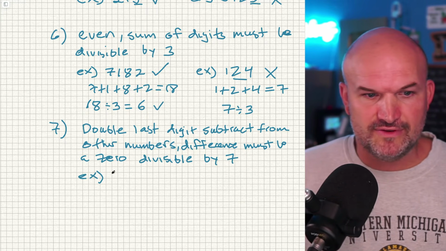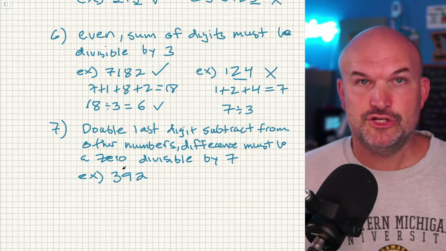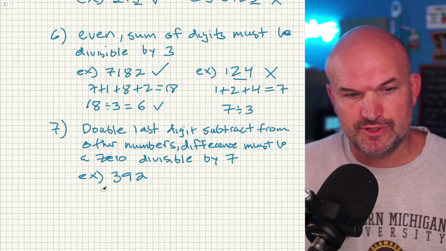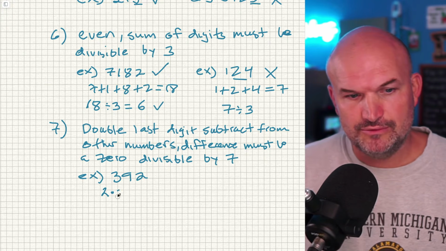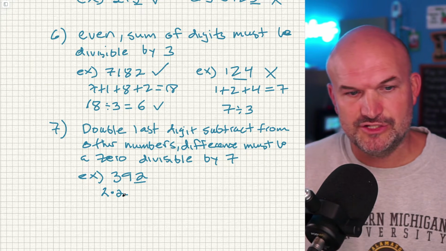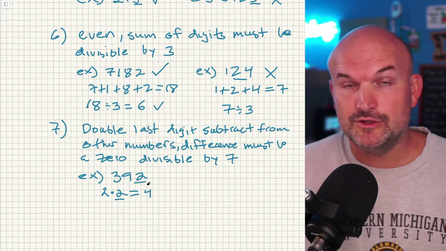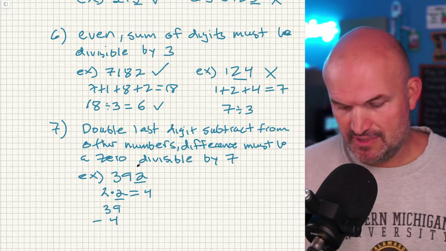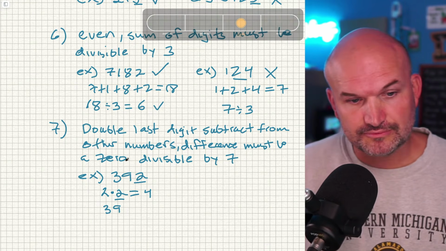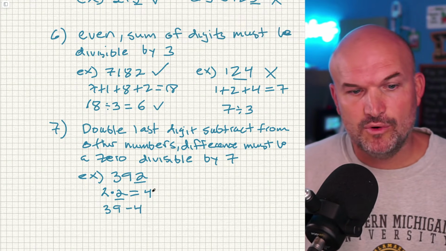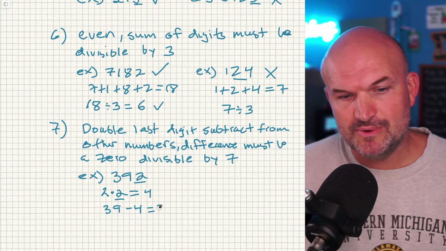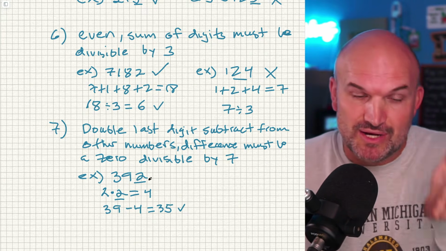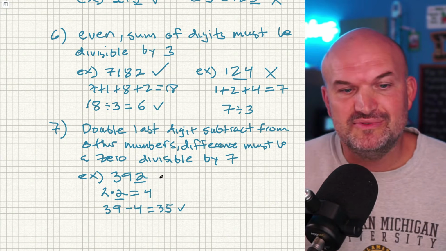In this case, I have 392. Again, all we're simply going to do is double the last digit. So we're going to do 2 times 2, which equals 4. Now what we're going to do is take 39 minus 4. Actually, let's do this horizontal. 39 minus 4 is equal to 35. Is 35 divisible by 7? Yes, it is. So guess what? 392 is going to be divisible by 7.